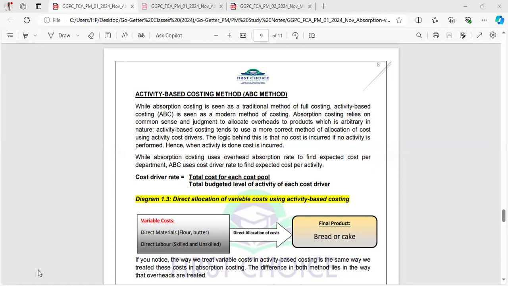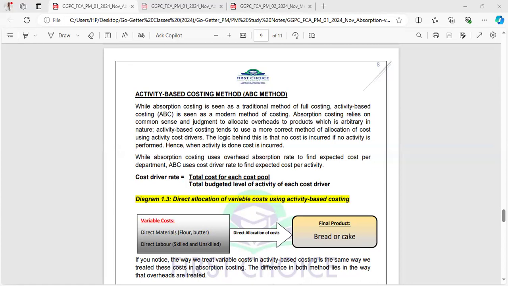Meaning that for the absorption costing method, there is only one thing that drives cost, which is labor hours. But for activity-based costing, there may be more than one thing driving the cost.